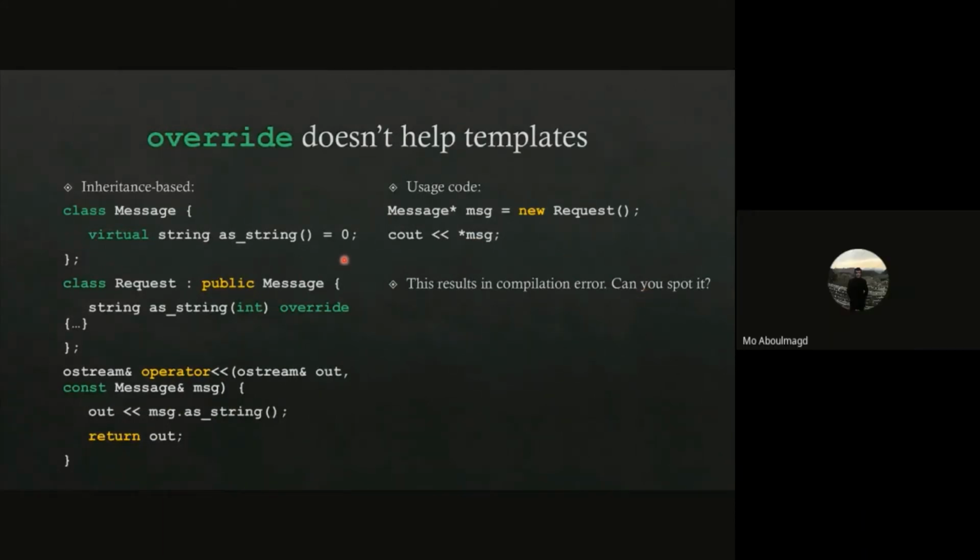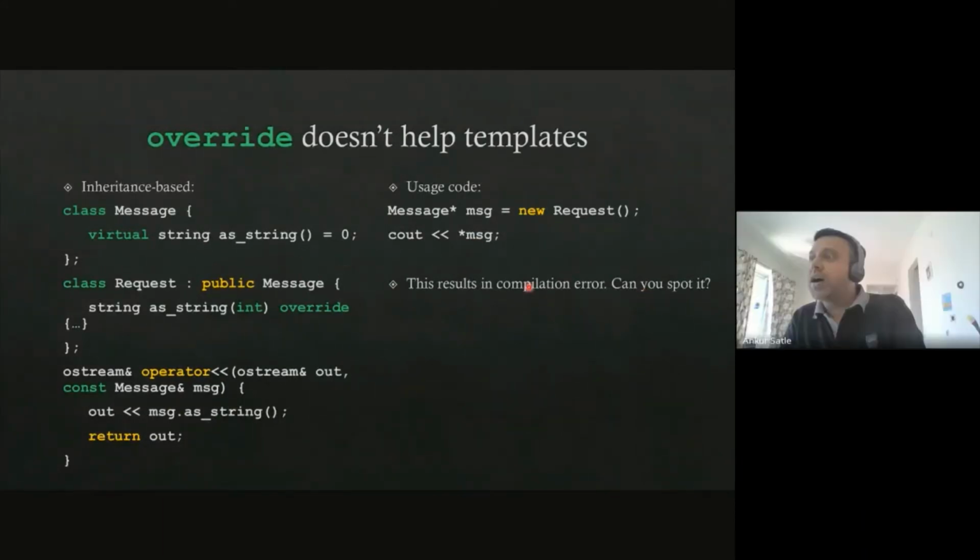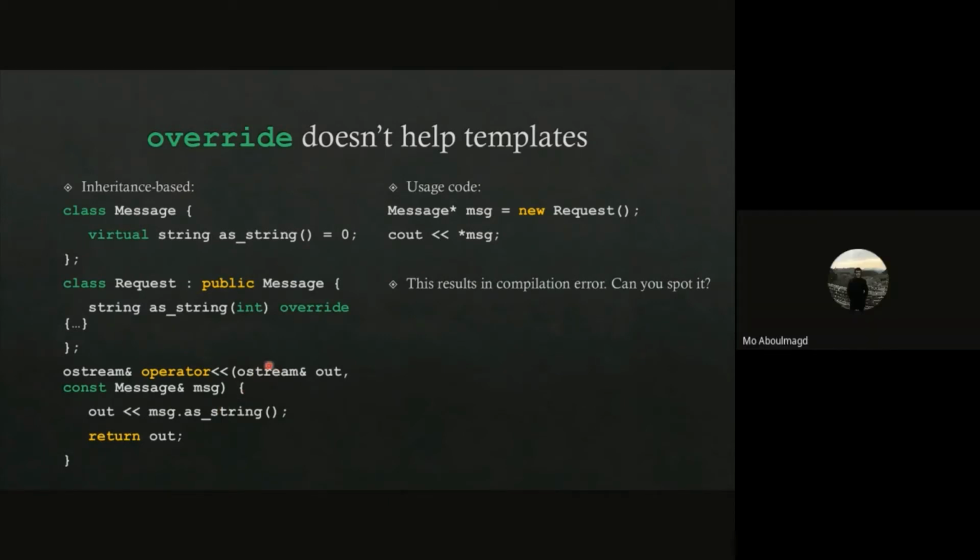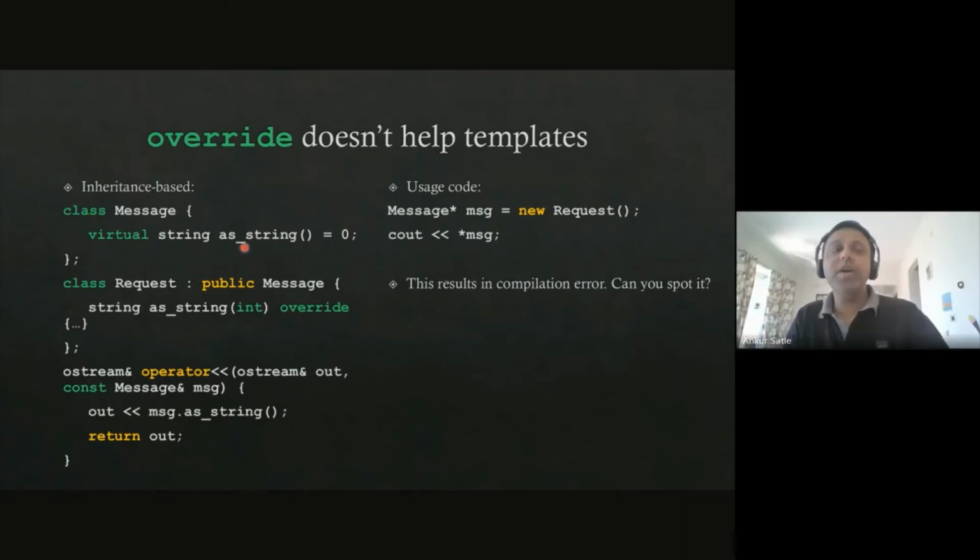It's not defined. What is not defined? As string is overridden, but it's the base class. Where is message request? The base class is pure. Yeah. Okay. It's not because the base class is pure. The base class is pure, but the child is actually having a different signature here. Sorry, I just slipped that in just to make the point.